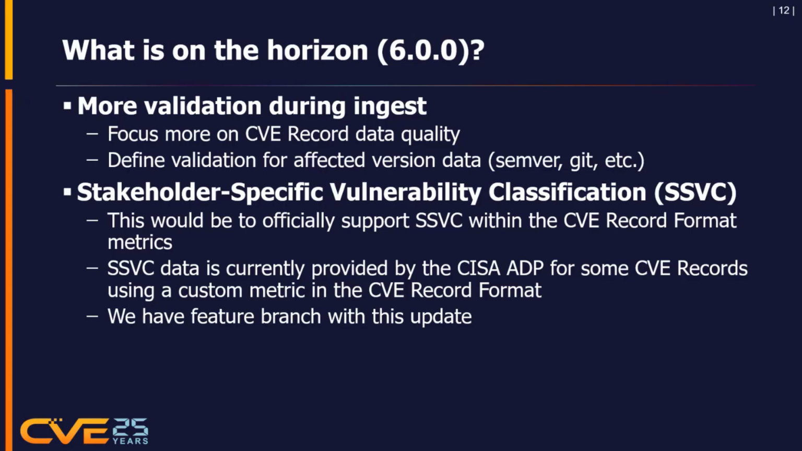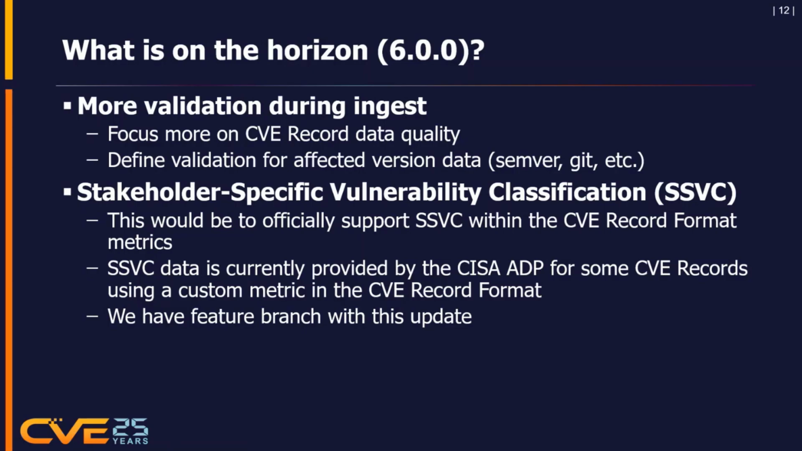All right. So what's on the horizon for 6.0.0? As for future updates, we have been discussing various ways of tightening up data validation. Obviously, like I mentioned earlier, there are many opportunities for us to include better validation of product and version data, such as enforcing PURLs, CPEs, the types of versions that are provided, such as SemVer, which has been discussed quite a bit, and what we accept for those versions.